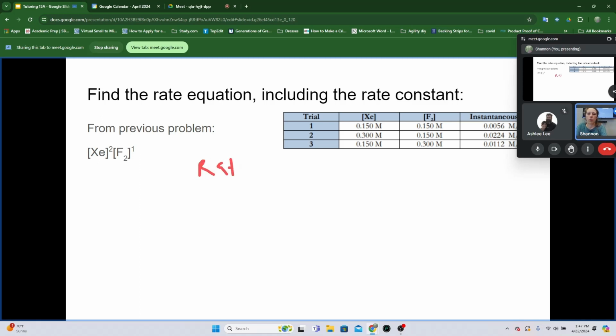We have rate equals K. This is still part of the same problem. No, it's just the second table that we're working on now. Xenon squared and F2. Okay, and so now you already found the reaction orders. We're just filling it in. Which one did I use here?